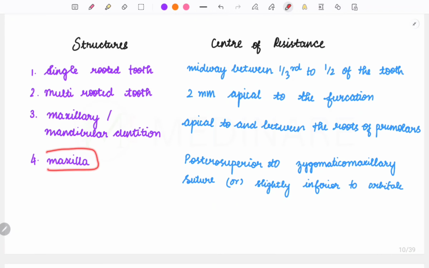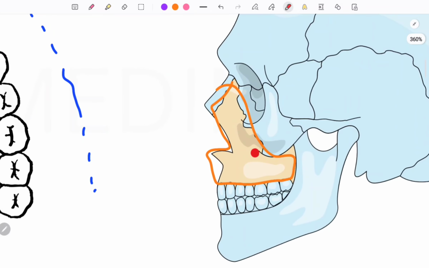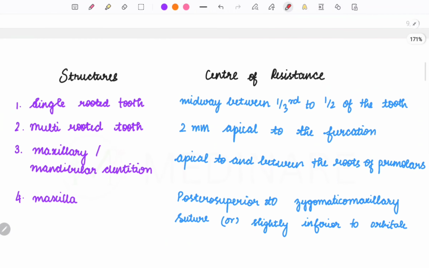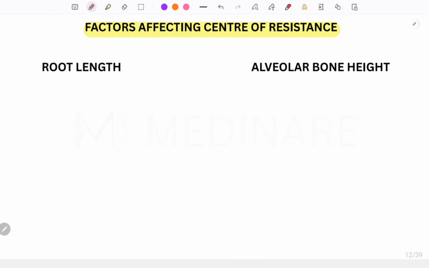And for the maxilla as a whole skeletal unit, it is located posterior superior to the zygomatic-maxillary suture or slightly inferior to the orbital point. So this is the orbital point. Okay, it is present slightly inferior to it, like you can also have it over here. Or it is also present posterior superior to the zygomatic-maxillary suture. We have two factors which affect the center of resistance.